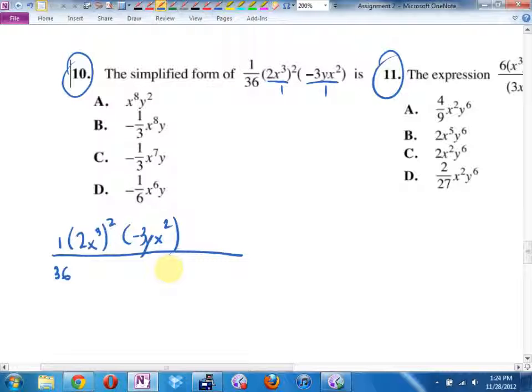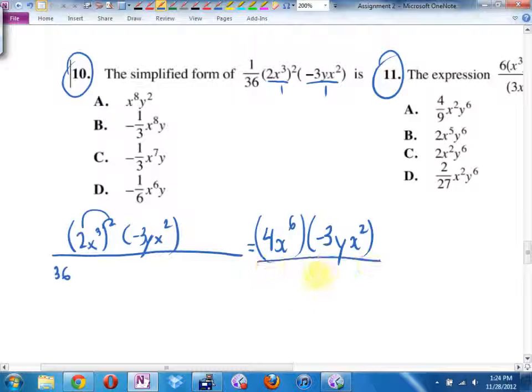Now, by the way, I don't think this 1 is going to make any kind of a difference, so I'll ditch it. Do I have a power to a power? I do in the first bracket. So I'm going to rewrite this as 2 squared for x cubed squared, x to the 6th. And then I'm going to have a negative 3, a y, and x squared all over 36. So far, so good?